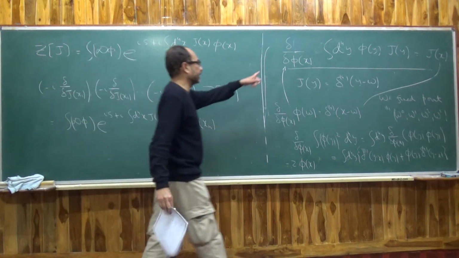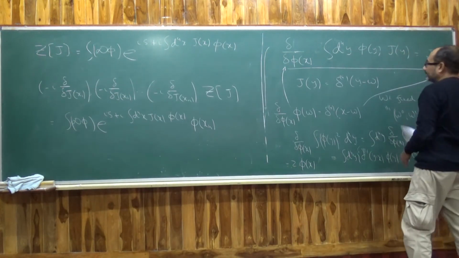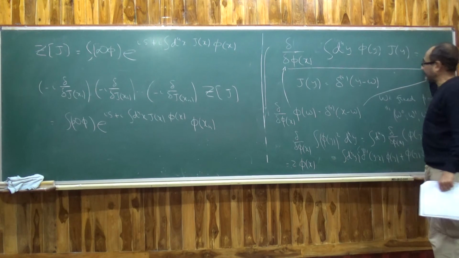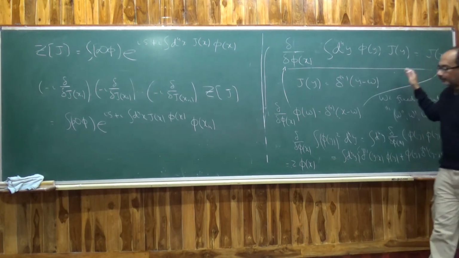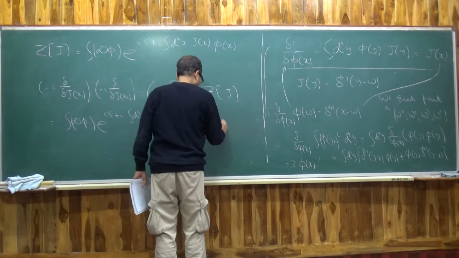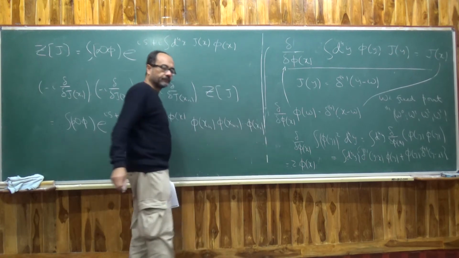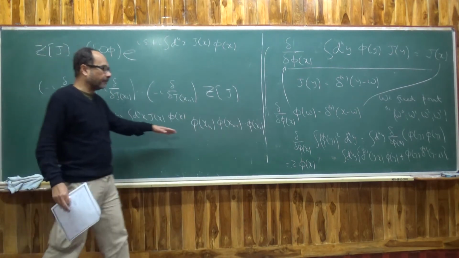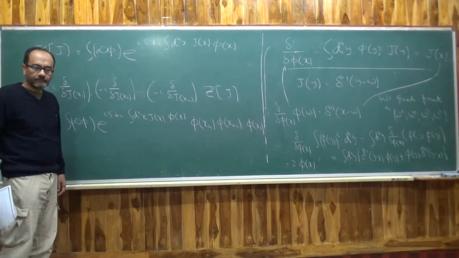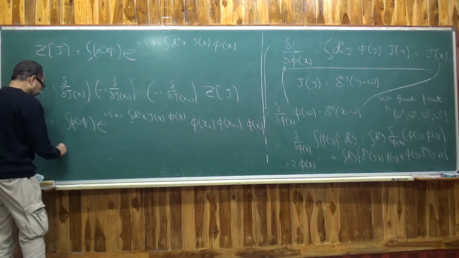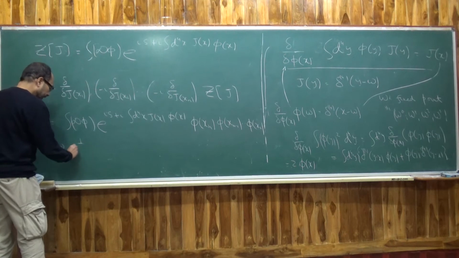It's the same thing, but with differentiation with respect to J of x instead of phi of x. That will give you phi of x. So it will bring down phi of xn, and so on up to phi of x1. Of course the order is irrelevant, right? Because these are just ordinary numbers.